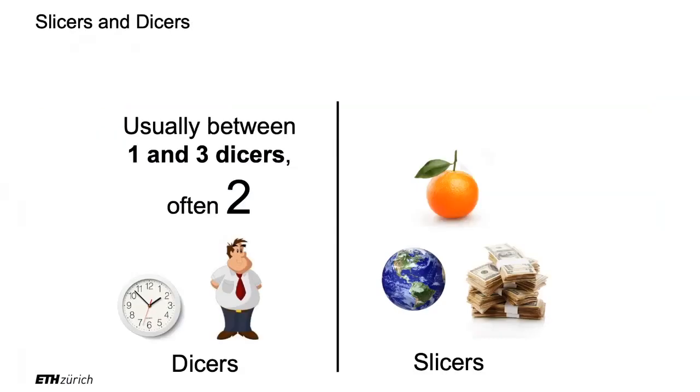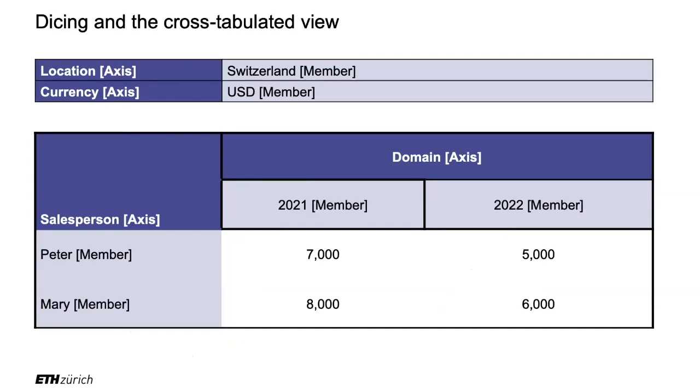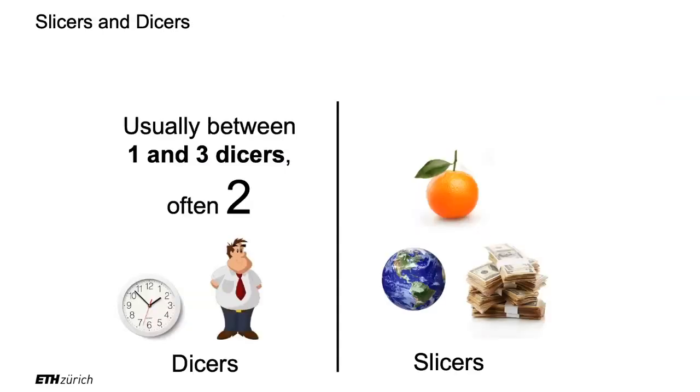Now, how many dicers do you typically have? Typically, it's two. Why? Because that's what you have on a sheet of paper, two dimensions, right? So this is why typically you have two dicers and the rest as slicers. Dicer and slicer are names for the dimensions that you assigned to dicing and to slicing. So here, location and currency would be called slicers, and salesperson and domain, the axis, would be called dicers. So you have to separate the dimensions between slicers and dicers, and you decide what you put on the cross tabulation as rows and columns and what you slice on.